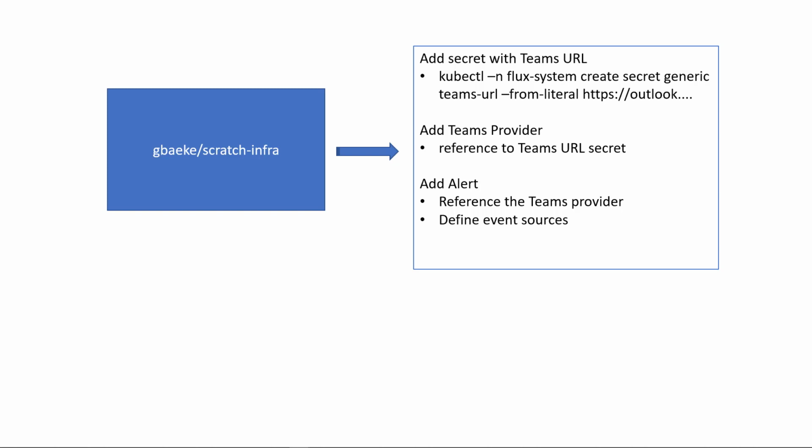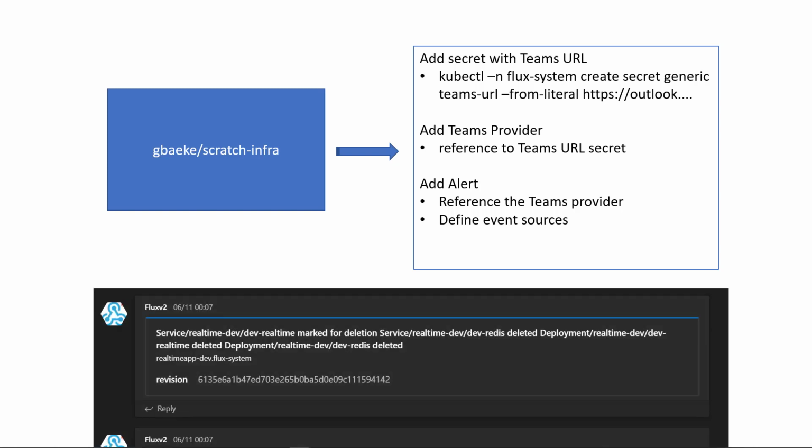That will typically start with HTTPS and then Outlook. Next, we have to add a Teams provider, and that will reference the Teams URL secret that I created before. And then we add an alert. Of course, the alert will reference the Teams provider. And in the alert, we define the event sources, so what kinds of events we are interested in. And then in this case, in Teams in a channel, you will get these kinds of messages. Let's see how to configure this.